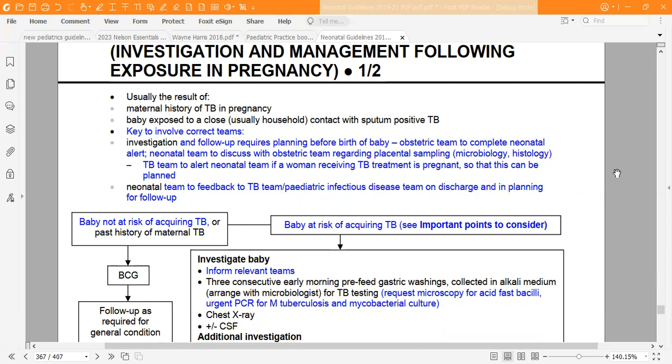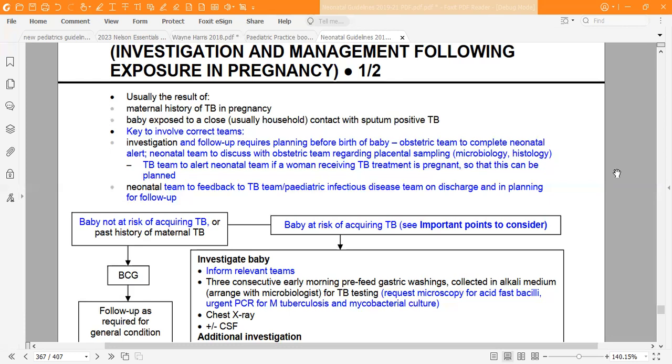Okay, to involve correct teams. So that's the main important point in here. How to involve the correct team, how to choose the correct team. Investigations and follow-up require planning before birth of baby.